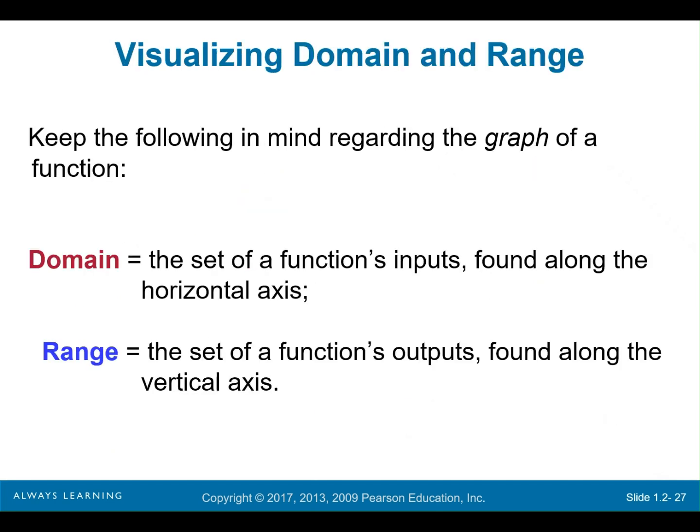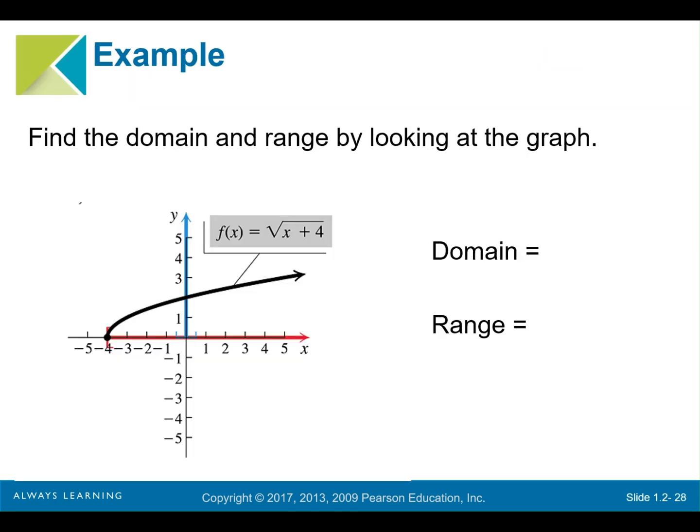So we talked about domain a whole bunch, and range. Domain being our set of inputs, well, the range, of course, is our set of outputs. And they're always found along the vertical axis, okay? So essentially, the domain is, what are all the x values going in for this function? And the range is, what are all the y values coming out for this function? So what I mean by that is we look at the graph, and we say the domain is everything that we have an x value for.